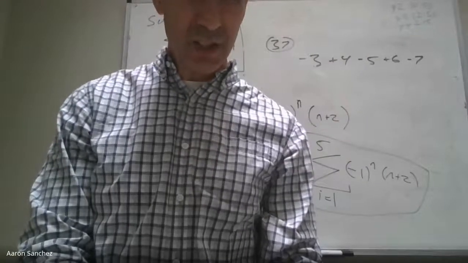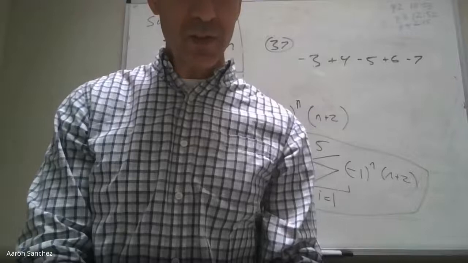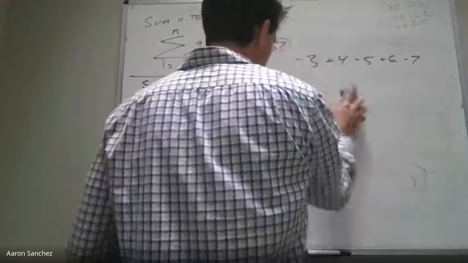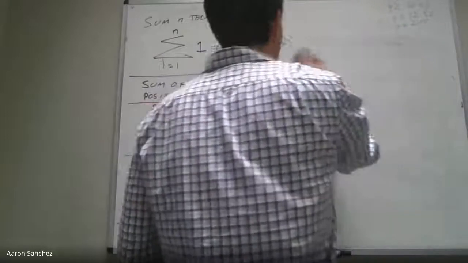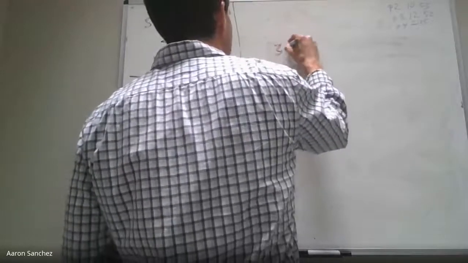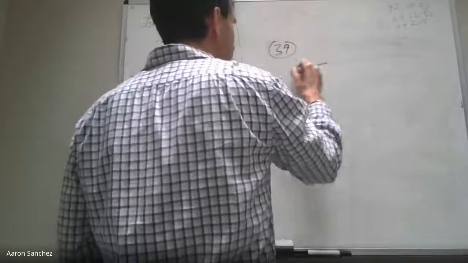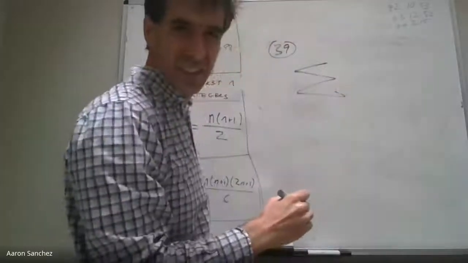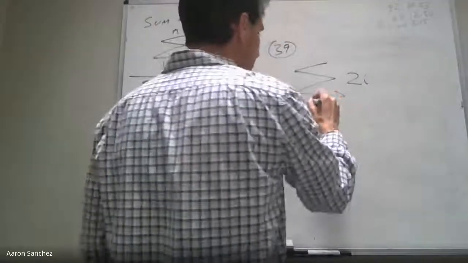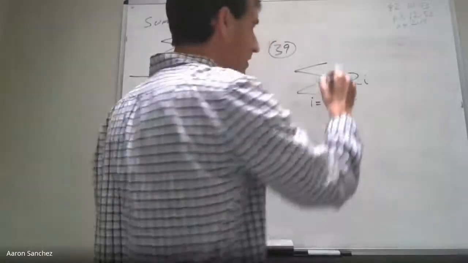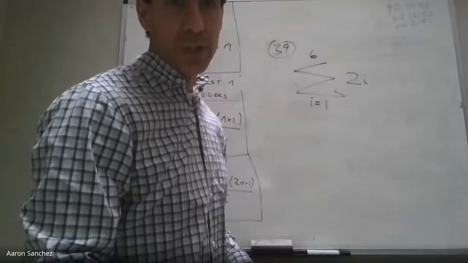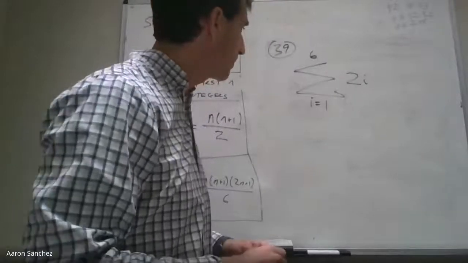Okay, 37. All right. Find the sum of this series. Let's look at 39. So now we're going to find the sum. Find the sum of sigma 2i, i equals 1 to 6. Okay, so let's find the sum. The best way to do this, I have this written out here. Boom. Can you guys see that?